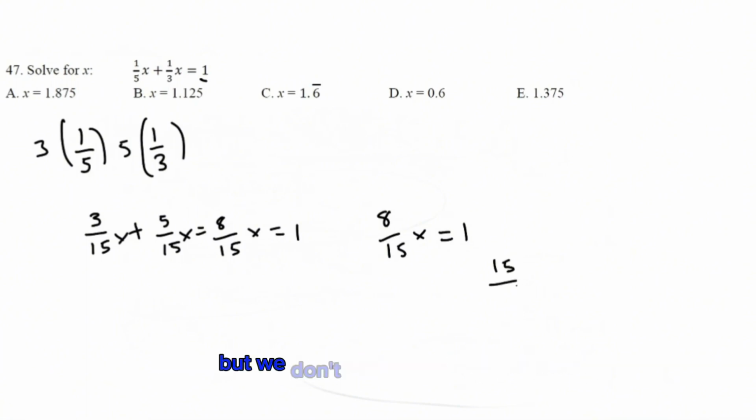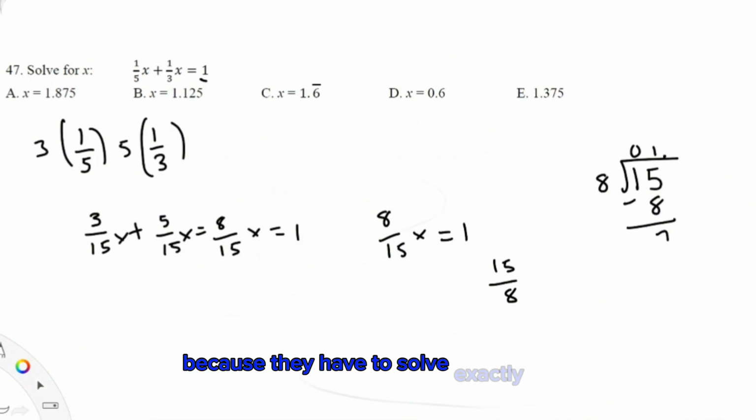So 15/8, but we don't just put it right here. We have to multiply it times 1. However, multiplying by 1 is just making it the same thing. So 15/8. Now all we have to do is solve 15 divided by 8. So 15 and 8. Alright, so 8 does not go into 1, so 0. 8 goes into 15 once, so 1, and then we subtract 8. That leaves us 7. Now we can't just do the remainder because we have to solve exactly here.